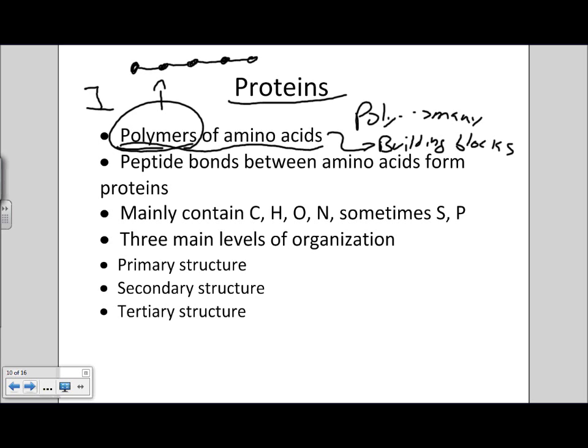Basically, the type of bonding that occurs between the amino acids is called peptide bonding. A little more terminology again. When you see the word peptide, you should automatically think protein. Peptides are proteins.